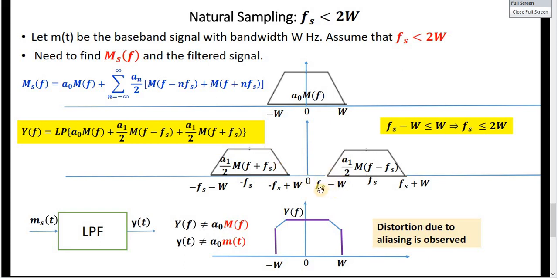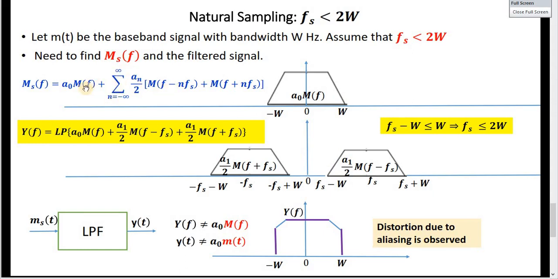As we observe, fs minus W is smaller than W. The theorem says that the Fourier transform of the sampled signal Ms is the sum.